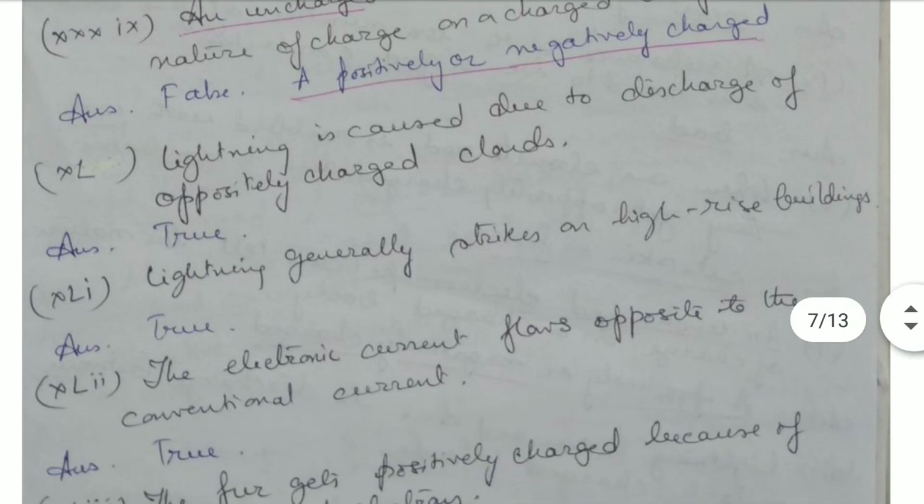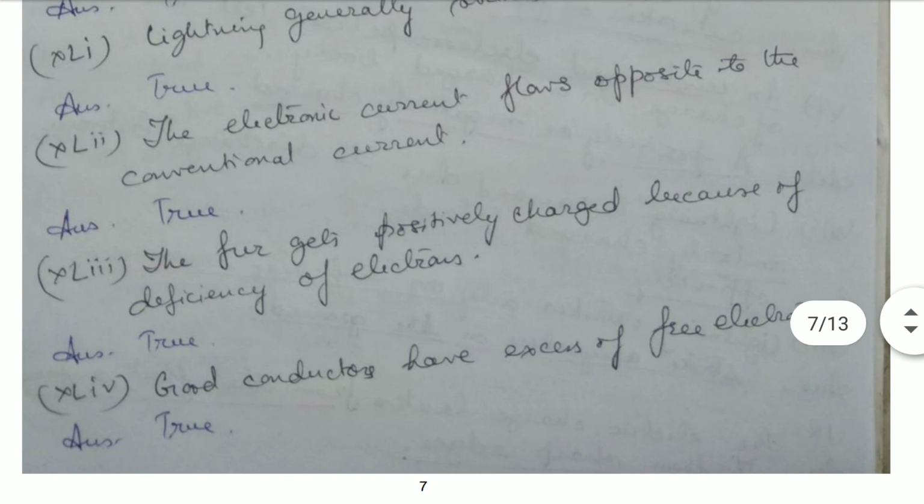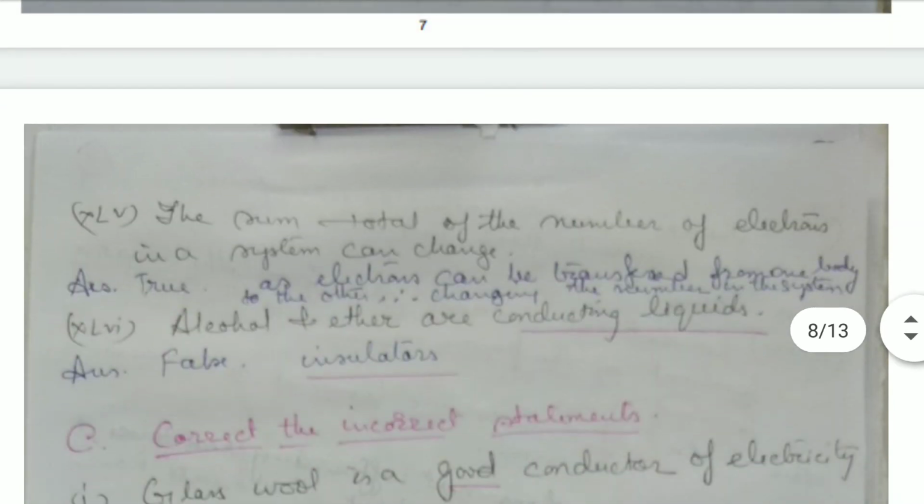Lightning is caused due to the discharge of oppositely charged clouds. That's true. Lightning generally strikes on high-rise buildings. That's true. The electric current flows opposite to the conventional current. That's true. The fur gets positively charged because of deficiency of electrons. That's true. Good conductors have excess of free electrons. That's true. The sum total of the number of electrons in a system can change. Okay, that's true, as electrons can be transferred from one body to the other, and therefore the number of electrons in a system can change. Then alcohol and ether are conducting liquids. That's false. They are insulators.